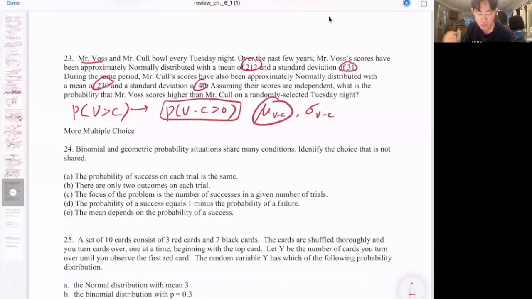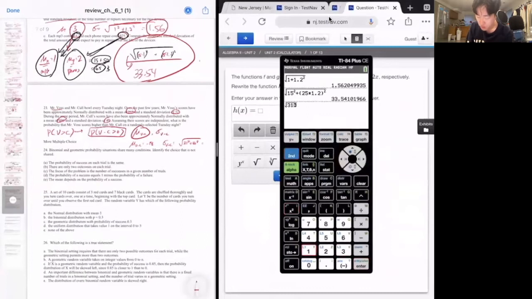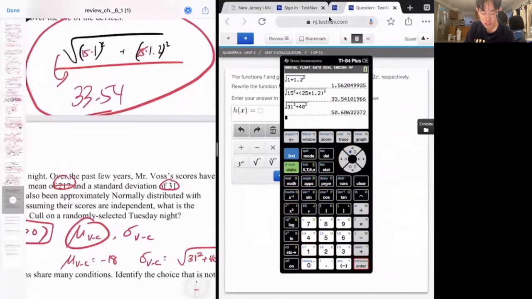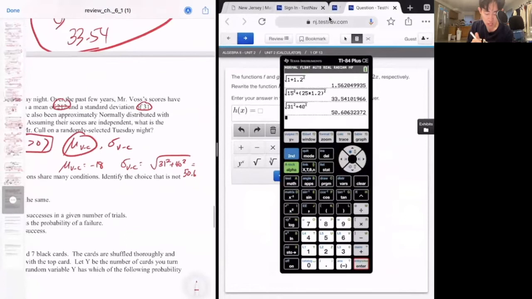So we have a mean of V minus C. Voss is 212 and this is 230. So the mean of V minus C should be negative 18. The standard deviation is a little tricky, but remember, it's the same exact ordeal. 31 squared plus 40 squared, and then you add them up and square root them. So once I do that, 31 squared plus 40 squared, I get 50.6. So the standard deviation of this is 50.6. All right, so now I have the mean and the standard deviation respectively.